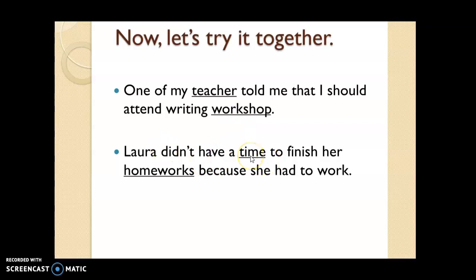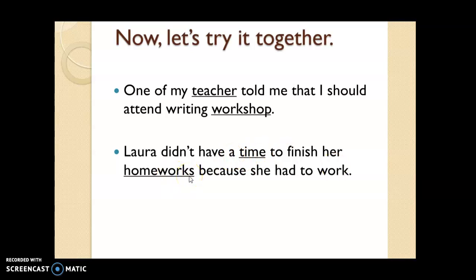Here we have the noun time. Is time count or non-count? Hopefully you know that time can be countable or non-countable. When it's an abstract concept, like she has a lot of time on her hands right now, it means it's non-count. But when we say I've been to Chicago many times, it is countable. So in this part, should we say Laura didn't have a time? Do we need the A? No, because it's non-countable.